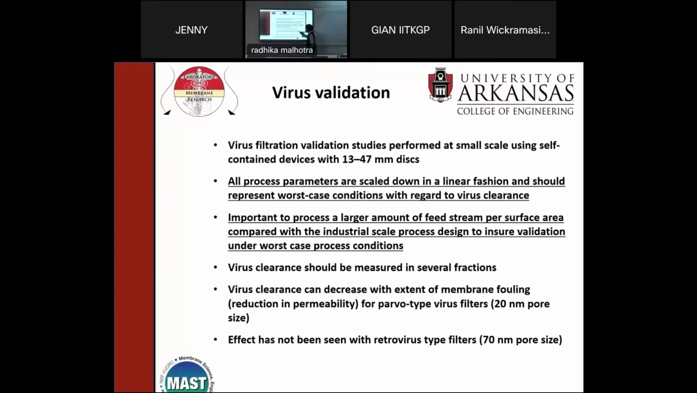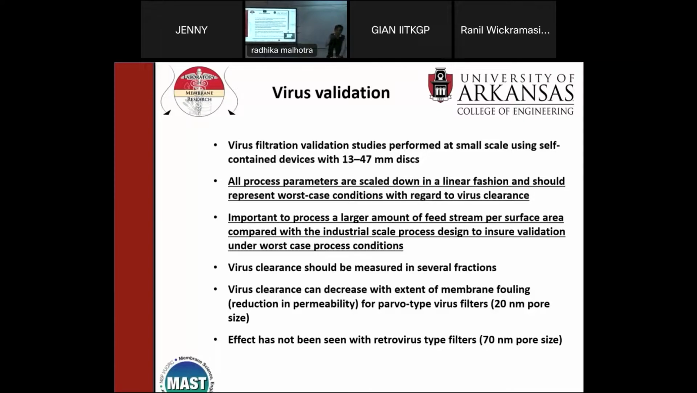Virus clearance can decrease. This is a very important point. Virus clearance can decrease with the extent of membrane fouling, that is, reduction in permeability for parvo-type virus filters. So that seems counterintuitive, right? So you're saying as you see a decrease in flux or a decrease in permeability, you're getting more fouling of the membrane.